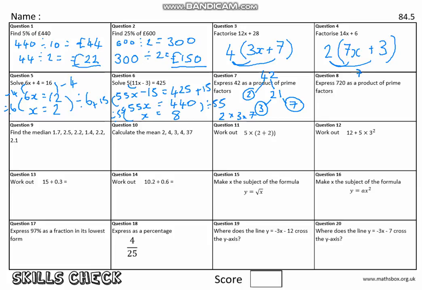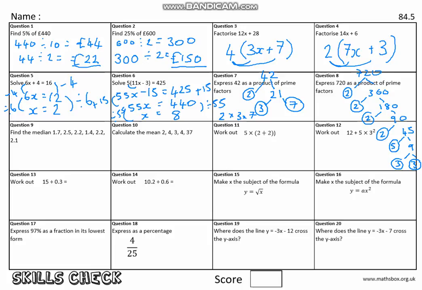Okay, so we've got 720, so that's an even number, so let's go for 2 times 360. That's still an even number, so let's go again. So 2 times 180. Still an even number, so let's go 2 and 90. We can go 2 again, so 2 and 45. Now 45, well obviously 5 goes into it, so 5 times 9 is 45. And then 9, we can have 3 times 3, okay?